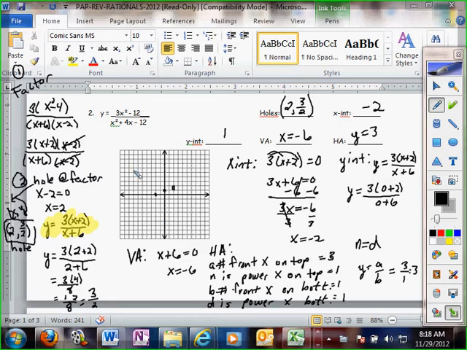I have a vertical asymptote at negative 6. Plot it. I have a horizontal asymptote at y equals 3. Plot it. It's going right through the y-axis on the 3. Now I'm ready to try to graph it.